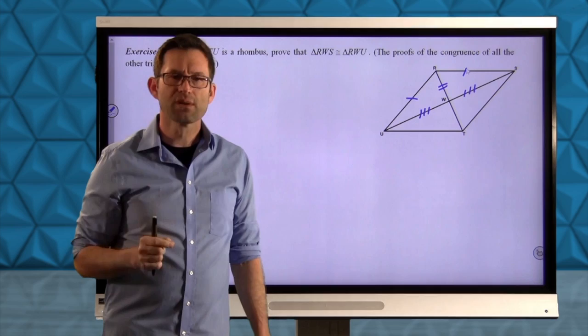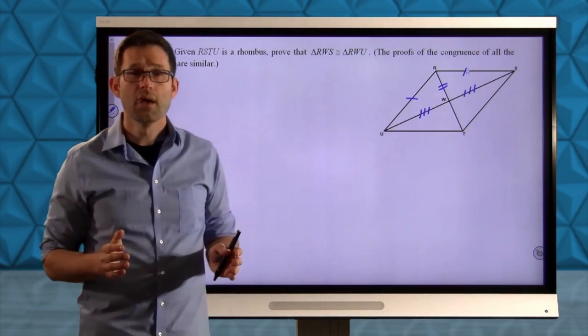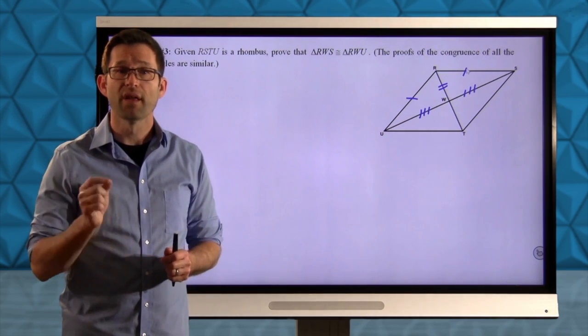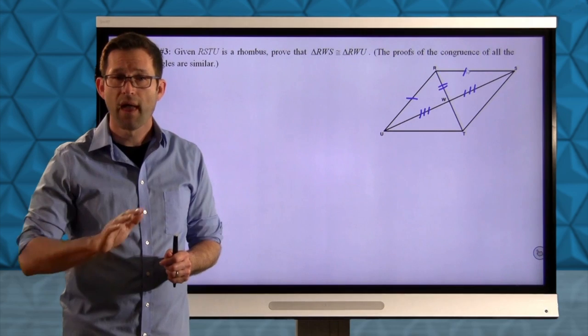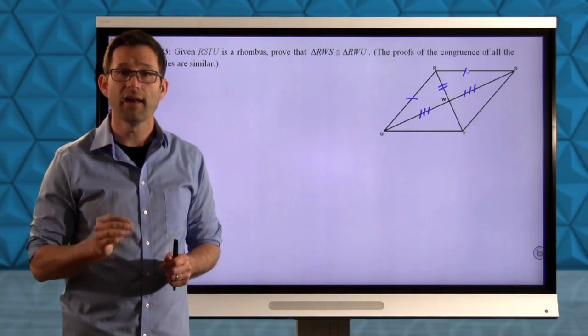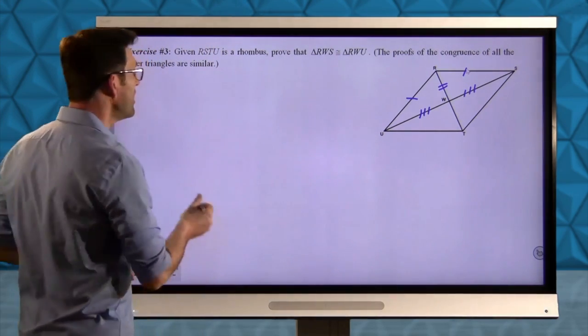And the answer is absolutely, okay? Not so much because we're dealing with a rhombus, but because we're also dealing with a parallelogram. And in a parallelogram, the diagonals bisect each other. Every parallelogram, when you draw in the 2 diagonals, they cut each other in half. So let's lay out the proof. It's not too bad, right?